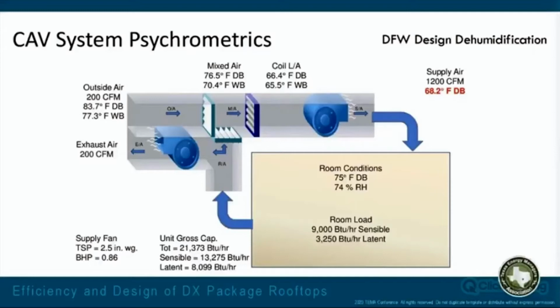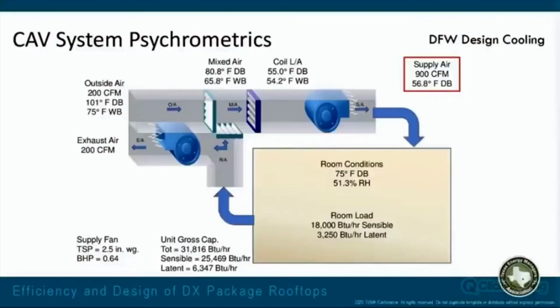Now, when we drop the sensible load in half, we're in a constant volume system, so we still have 1,200 CFM. That means our dry bulb temperature leaving the unit has to be 68.2 degrees, and now our relative humidity is up to 74%. We have a problem. This is not going to be a comfortable room. It's going to feel stuffy, it's going to feel muggy, and nobody is really going to enjoy being there. So we need to find a better way to take care of this.